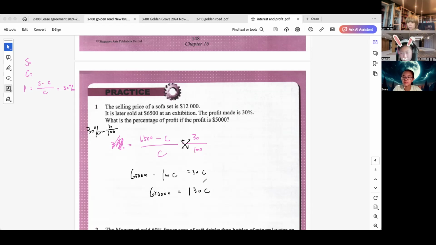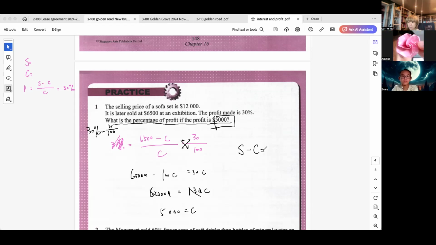You could do it 2 years ago, and now you can't. Tell me, what is 65 divided by 13? Is it 5? The left has 4 zeros, the right has one zero, so one zero can be crossed out. So 5,000 equals C, correct, Zoe, very good. So the cost equals $5,000. So what's next? What is the percentage of the profit if the profit is 5,000? So what does it mean? That means the selling price minus cost equals what? Zoe? Oh, yeah, 5,000. Very good, equals 5,000.